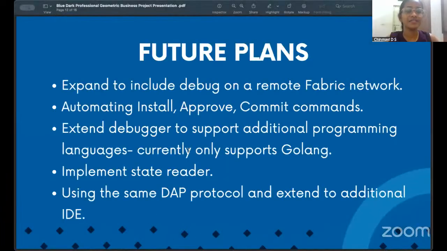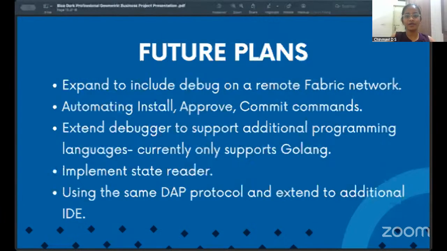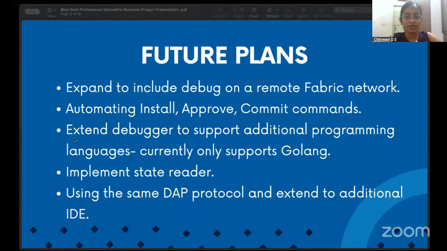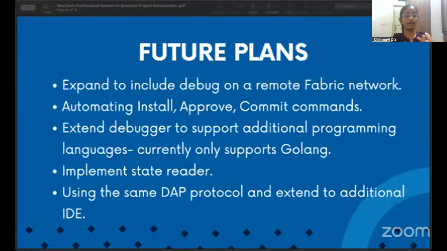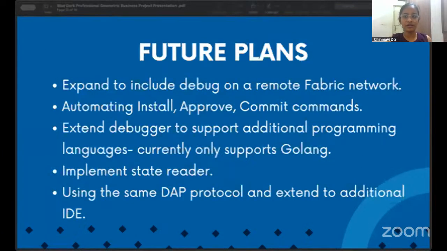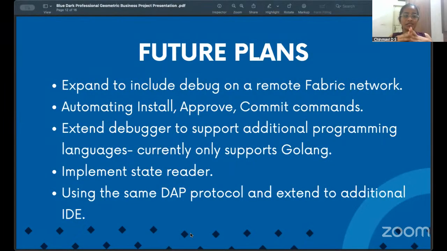Thanks for the demo, Claudia. So moving forward, it's about the future plans. We aim to expand the debugger's capability to make it more efficient. One of the key goals is to enable debugging on a remote Fabric network. Right now, the debugger works locally, but in real-world blockchain deployments, networks are distributed across multiple machines.